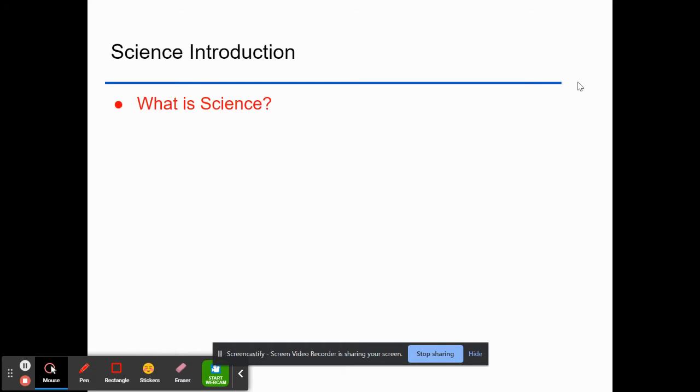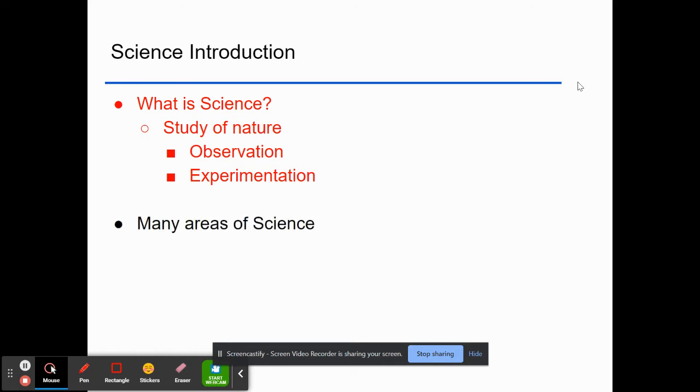So first of all, to understand science, we have to give it some sort of definition. And science is the study of nature, and that can be done through observation. The first tools that human beings had to look around and see what's going on was observation. We can also do experimentation, which is where the scientific method comes into play. And we will be doing experiments throughout the year and activities and demonstrations and using models. So those are all parts of science.